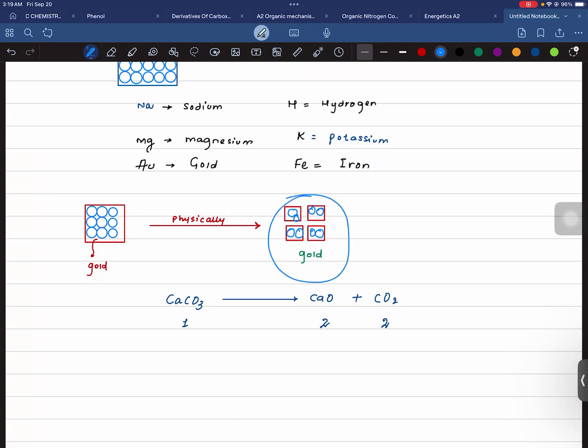Still this is gold. Initially this was gold, but after breaking down this is also gold. This is called the physical breakdown. Are you getting my point? Yes. Okay.